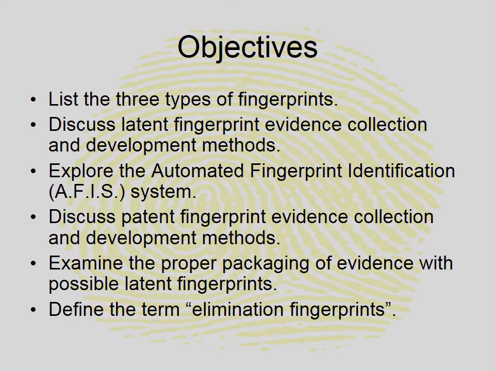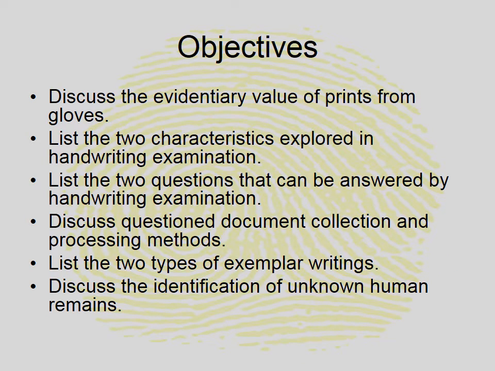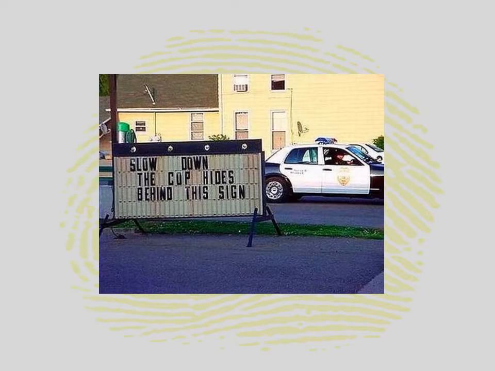methods, what AFIS is. We'll talk about patent fingerprints, proper packaging of evidence with possible latent fingerprints, and what the term elimination fingerprint means. We'll talk about the evidentiary value of prints from gloves, 2 characteristics of handwriting examination, 2 questions that we can answer through handwriting investigation, questioned document collection, exemplar writings, and the 2 types. And we will actually not talk about the identification of human remains. We'll talk about that later and combine that with Chapter 16.